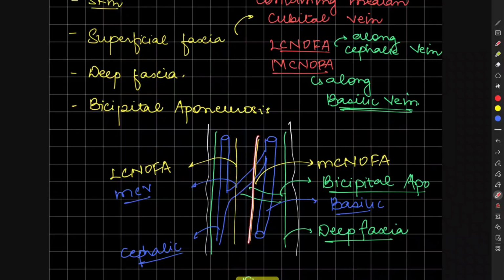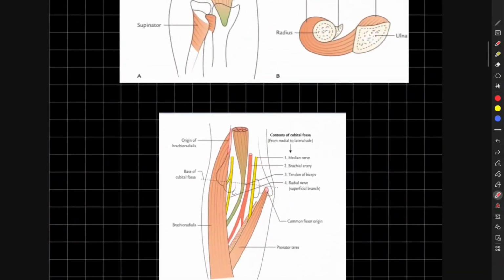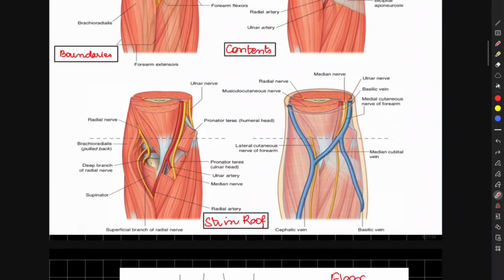The middle cutaneous nerve of forearm is along the basilic vein since it's medial in nature, whereas the lateral cutaneous nerve of forearm is lateral in nature. Okay, so this explains the roof and the boundaries of the cubital fossa.